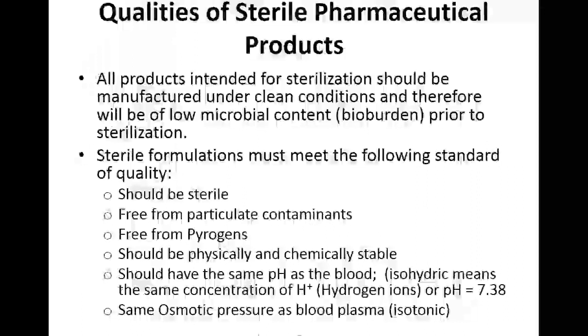Must be free from particulate contaminants, and also should be free from pyrogens, and it should be physically and chemically stable. Our formulation must be physically and chemically stable, and it should have the same pH as the blood. We will come to look at this when we discuss isotonic solutions, isotonicity. We will look at what the pH of blood is.